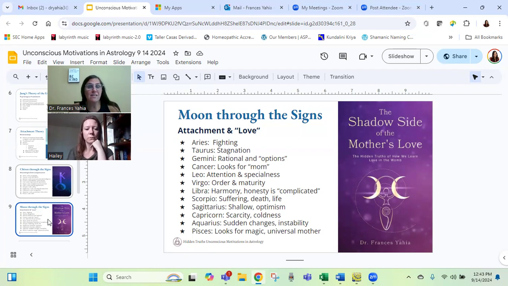Aquarius, sudden changes and instability. They thrive on that. They view that as love. And Pisces looks for magic. They may not be looking, like us, for the mom, the human. They're looking for the universal mother. That's also why addictions are there, because addictions are another version of universal suffering. We're all addicts in our own right.